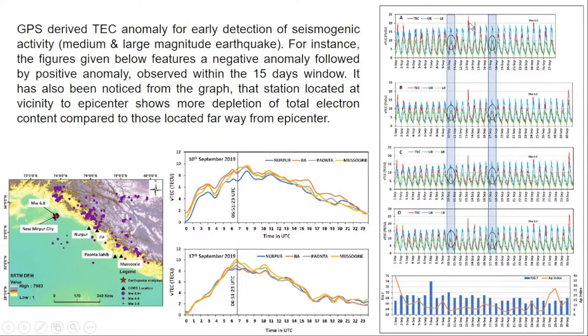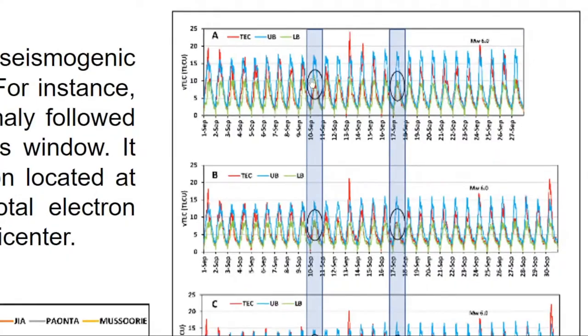Wherever the TEC goes below the lower bound, we can say that this could be due to seismogenic activity, and there could be an earthquake. We can see that simultaneously this is coming at different intervals, and when this low TEC is followed by high TEC, then our postulate gets more confidence, and then we can say that there is a high chance of an earthquake occurrence.